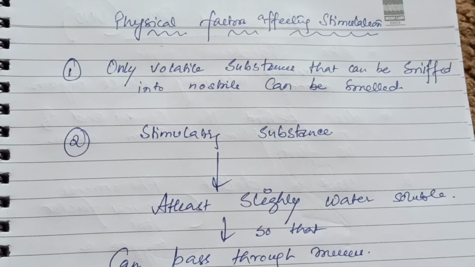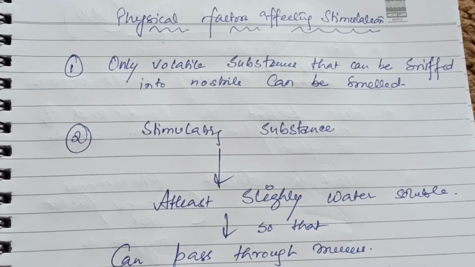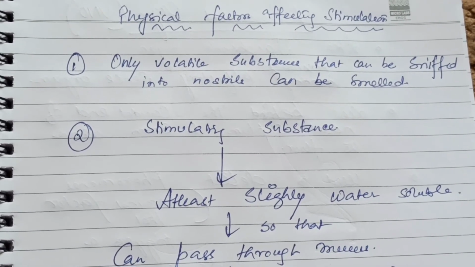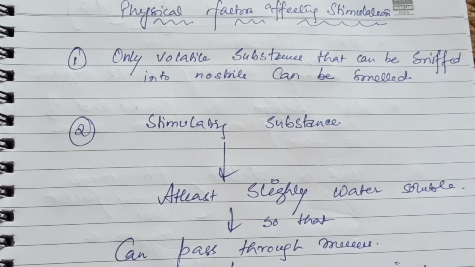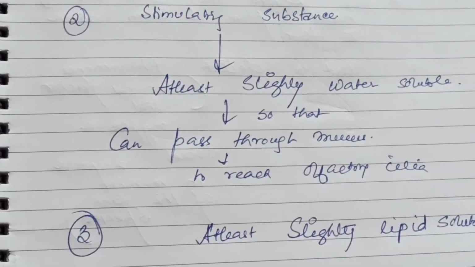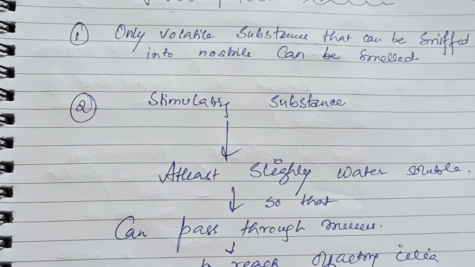There are some physical factors which affect the stimulation by these substances. Only volatile substances can be sniffed into the nostril and smelled. The stimulating substance should at least be water soluble. It should also be slightly lipid soluble. So these are the criteria.